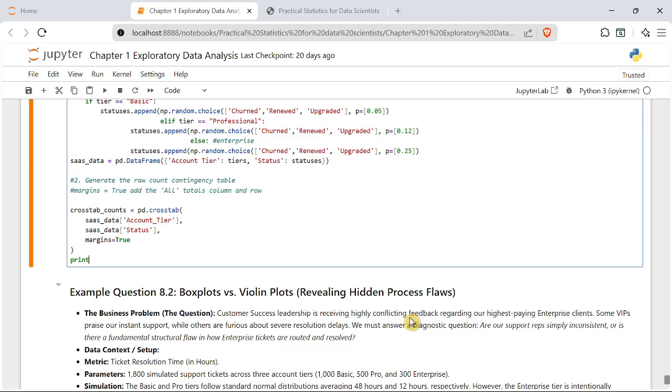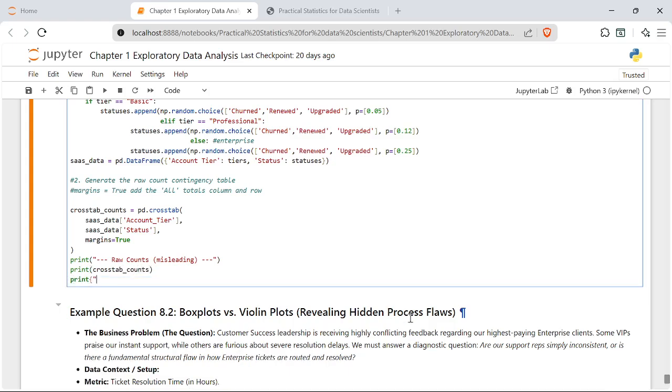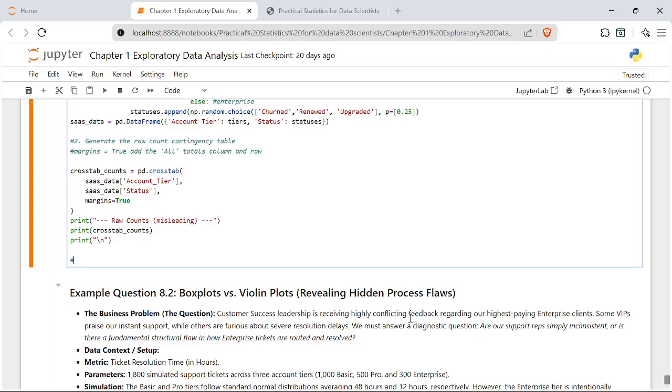Print raw counts misleading. Print cross tab counts. Print. Hashtag 3.